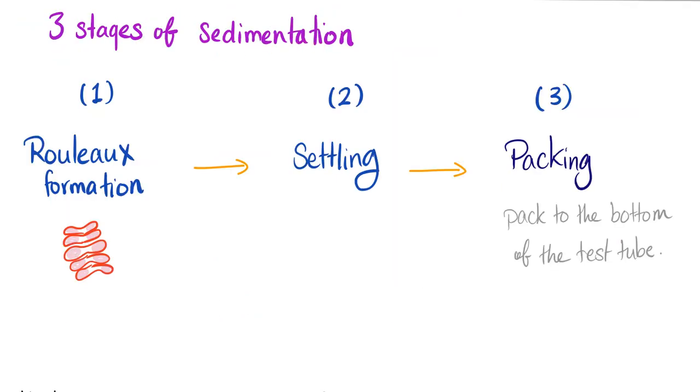Steps of sedimentation. First, rouleau formation. Red blood cells are stacked on top of each other. Then settling, then packing to the bottom of the test tube. It's like the average American adult. First, they live together. Then they settle down and marry. Then, after they become empty nesters, they pack their stuff and move to a smaller house called downsizing.